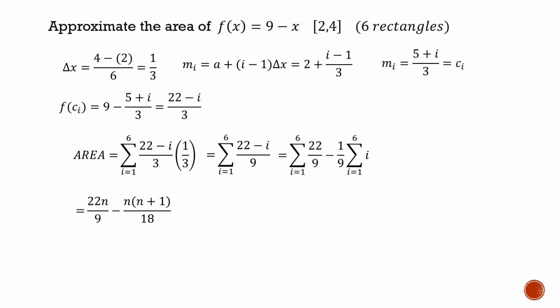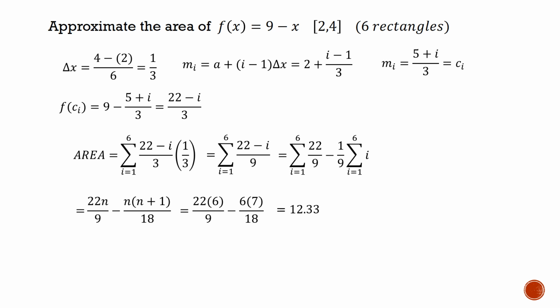We know that it's 22 times n over 9 minus n times n plus 1 over 2, times 1/9, which is 18. What is n in this case? Well, 6 minus 1 is 5, 5 plus 1 is 6, so there are 6 terms. n is equal to 6. We simply replace n with 6, subtract, evaluate, and we get 12.33.